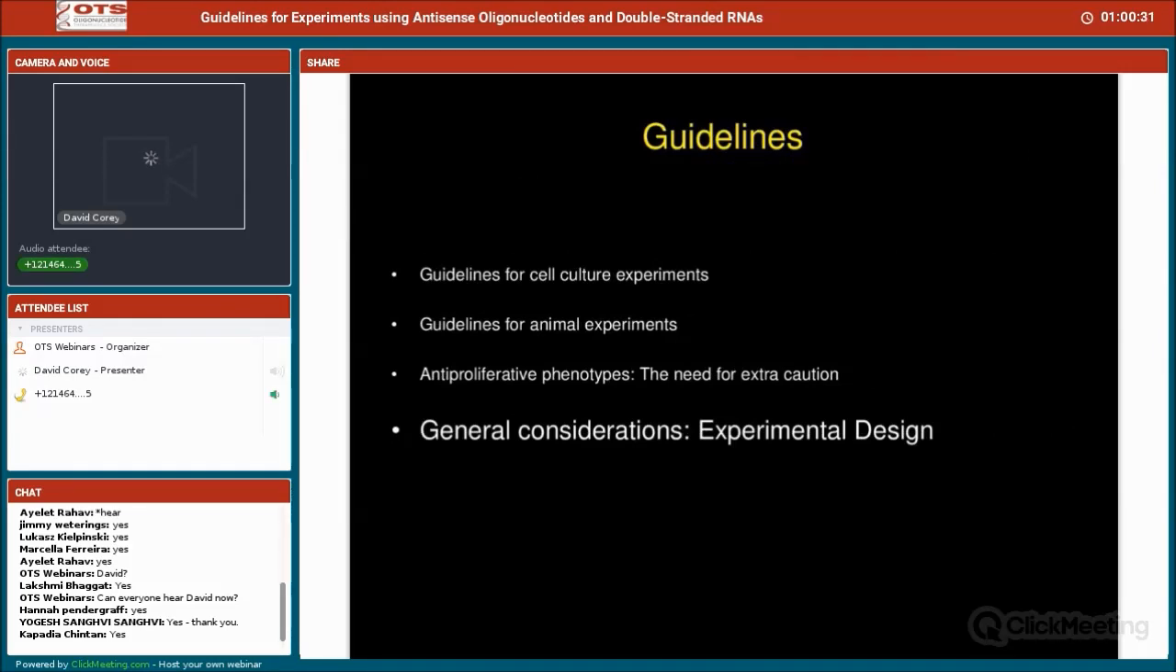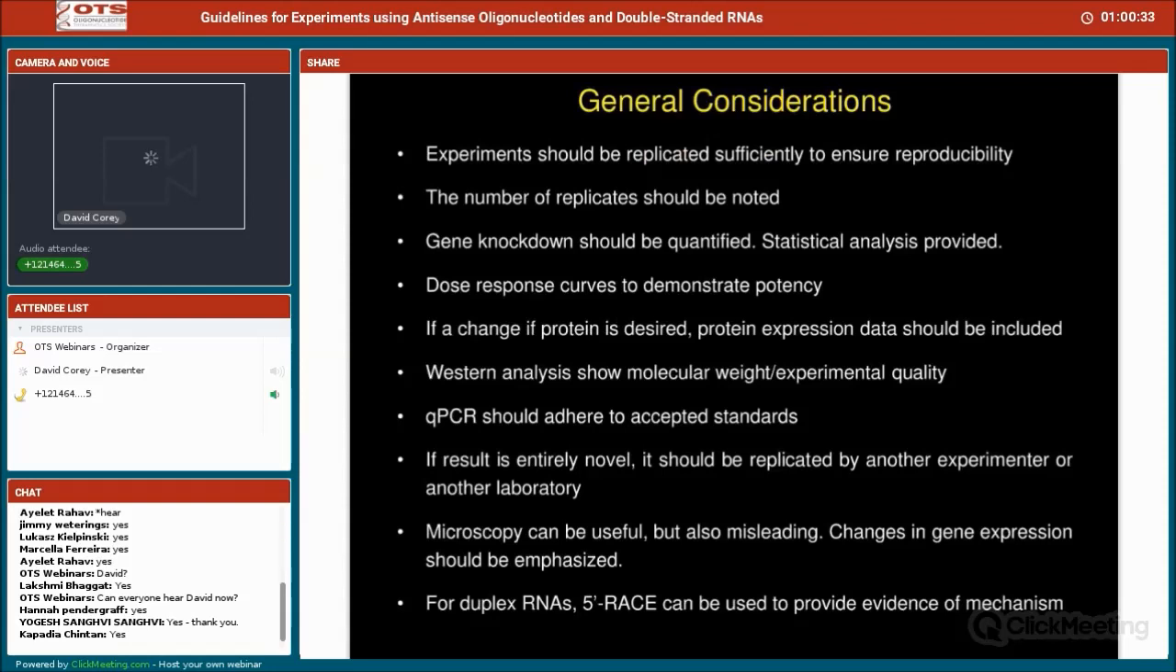Okay, finally, let's begin wrapping up. General considerations for experimental design. Experiments need to be replicated sufficiently to ensure reproducibility. But just as importantly, the number of replicates need to be noted and possibly shown in supplementary information. You need to convince your reader that your experiments are robust and reproducible.